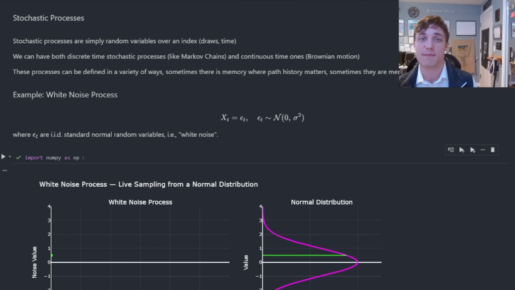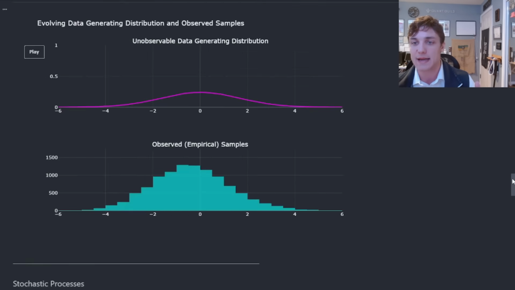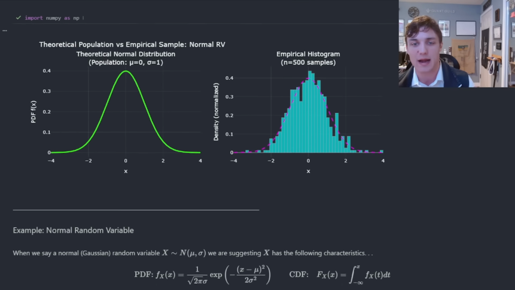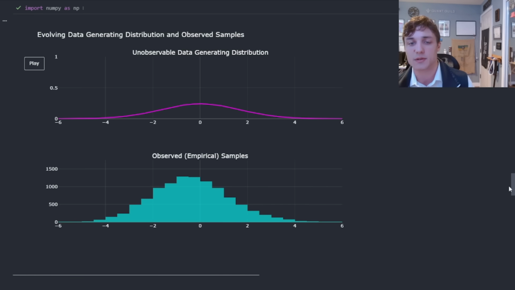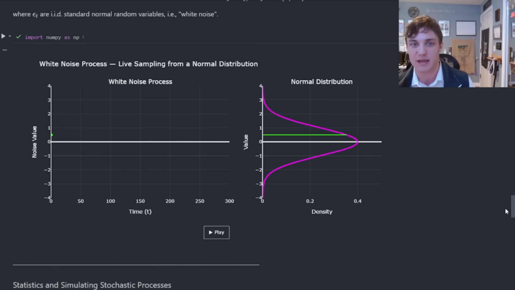Having discussed the idea of random variables, stochastic processes are very easy to understand. They're just random variables over some sort of index. It could be the draws, it could be time. We have both discrete and continuous time processes. And what ends up happening is instead of just getting a distribution of outcomes like we saw at the start of the lesson, like we saw from this convergence, like we saw from this unobservable data generating distribution that changes over time, we're going to get a sample path. And each step in the sample path is effectively going to be a distribution. And that is precisely what this animation shows.